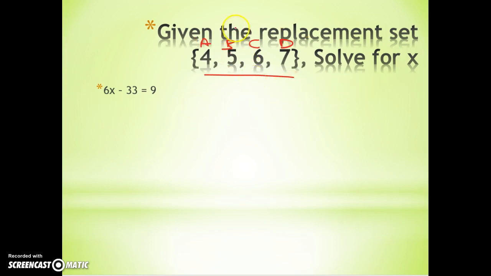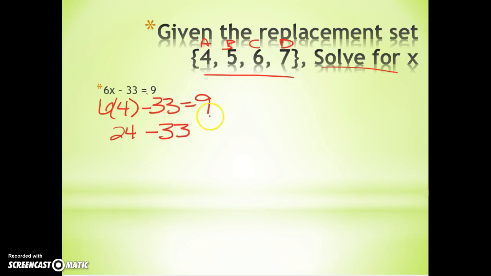All right, now in this situation, we want to solve for x. We've got an equation with an equal sign, and we've got possible values for x. So let's start plugging in and chugging and see if it makes a true statement. 6 times 4 is 24. 24 minus 33, I can tell right now that that's not going to be equal to 9. That's going to be a negative number. 4 is not the answer.